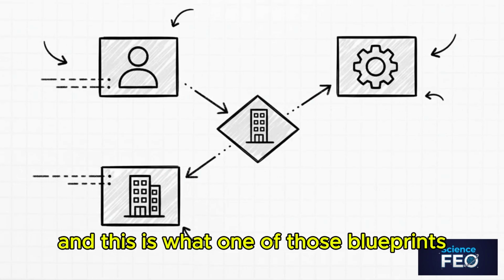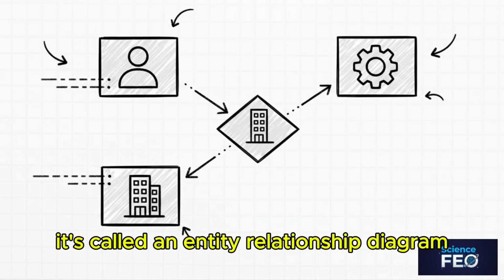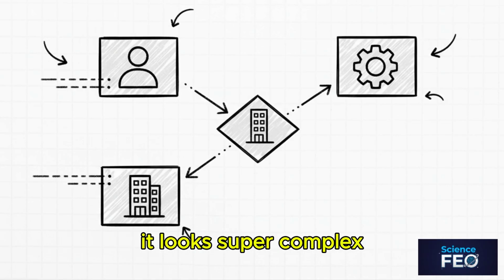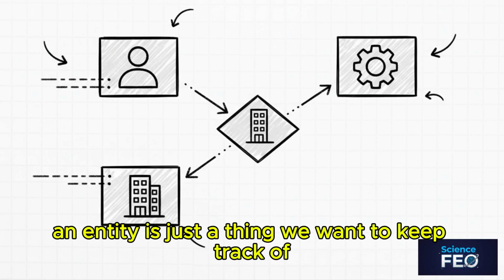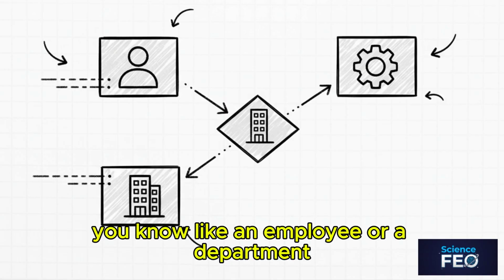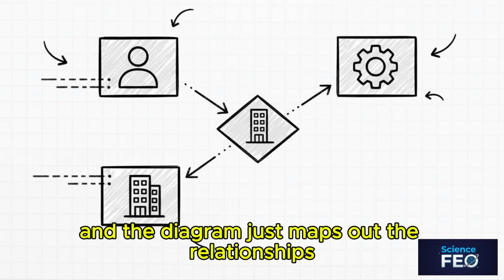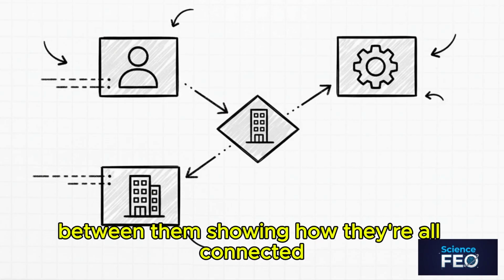And this is what one of those blueprints might look like. It's called an entity relationship diagram. Now, I know what you're thinking, it looks super complex, but the idea behind it is actually pretty simple. An entity is just a thing we want to keep track of, like an employee or a department. And the diagram just maps out the relationships between them, showing how they're all connected.